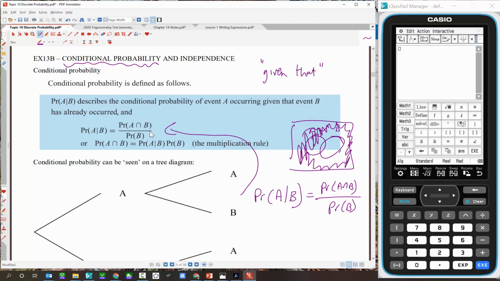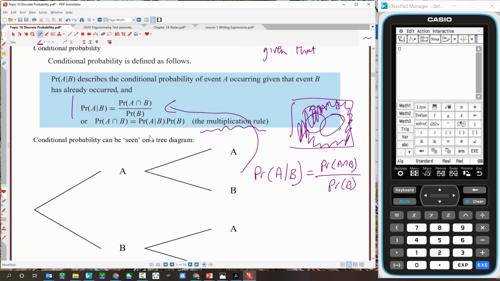A quick manipulation of that, by multiplying both sides by the probability of B, will take us to this, the multiplication rule. I've got to admit, I've never really seen that officially called the multiplication rule. I wouldn't even think about it, just write that one down or know that one. Actually, that one's even on your formula sheet. So that's all you need to be aware of: conditional probability can be manipulated to do what we want it to do.